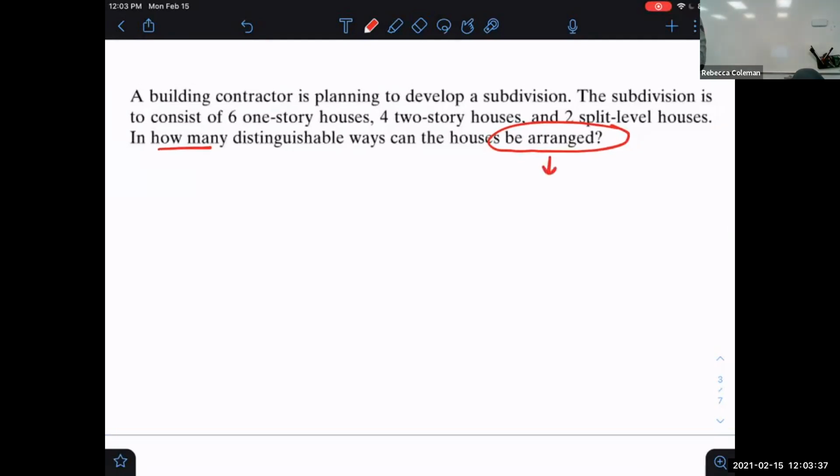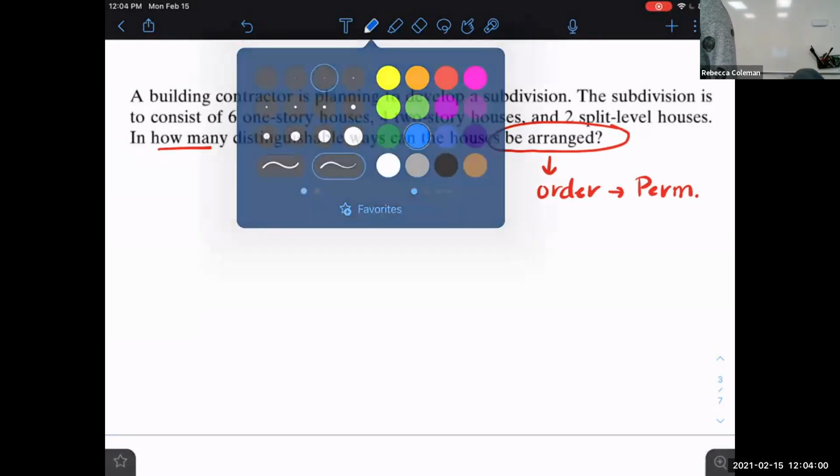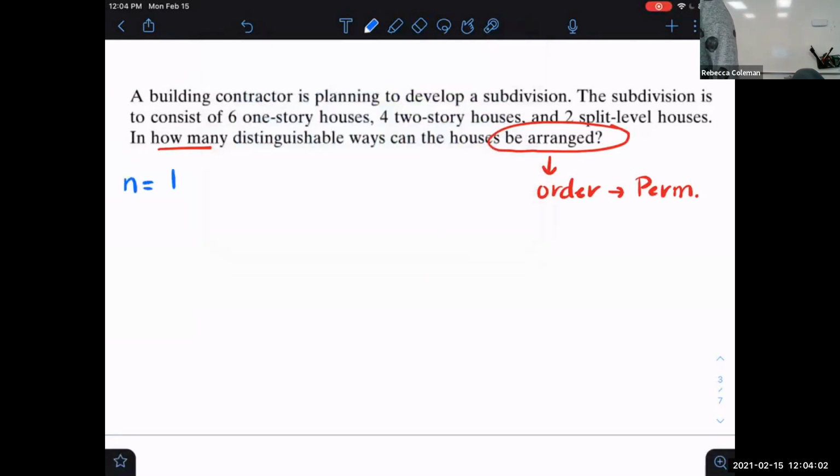And so I want to note here that I'm once again counting a number of ordered arrangements. Thus, I'm counting the number of permutations. It's just important to note that, to know, is this a case where these rules are even going to work? Now, if I'm going to count the number of ordered arrangements, I must have the total. And so I'm going to start with that first.